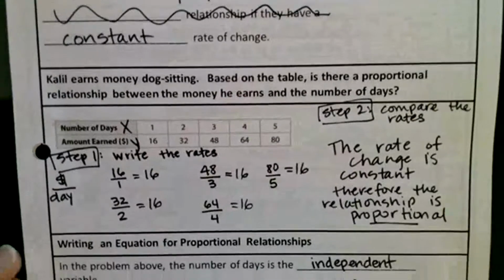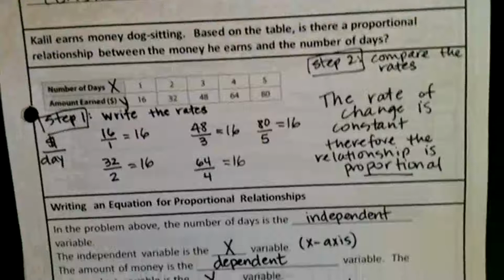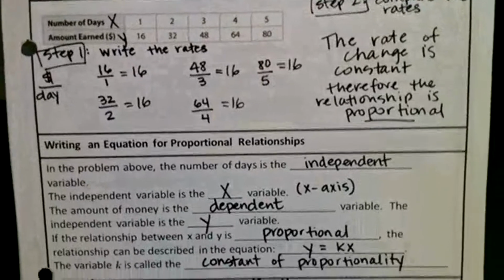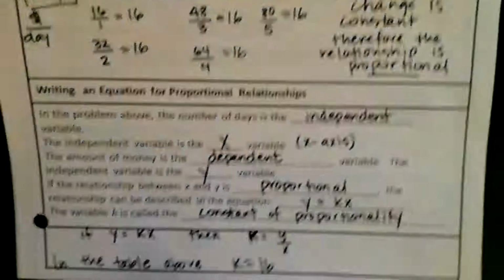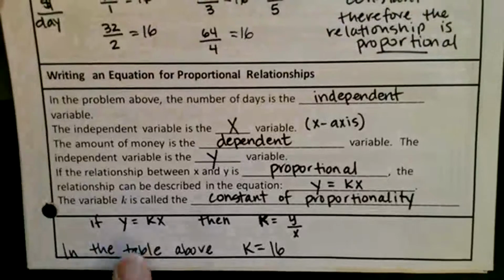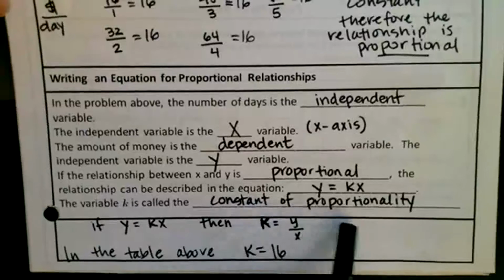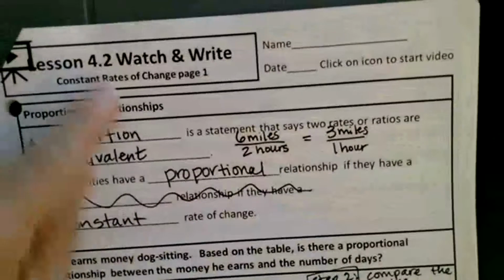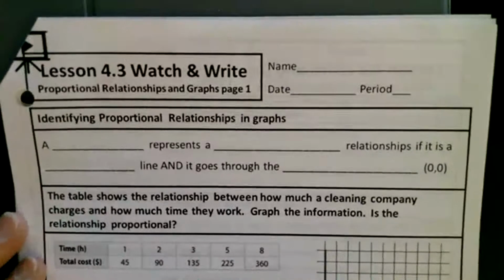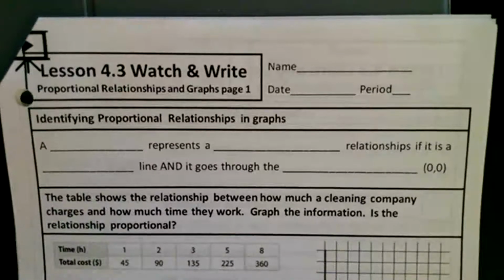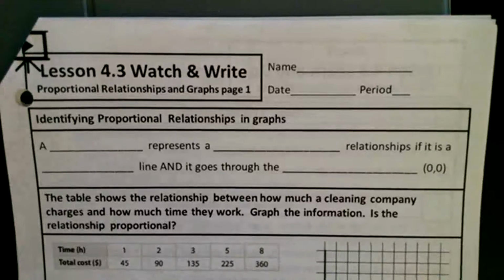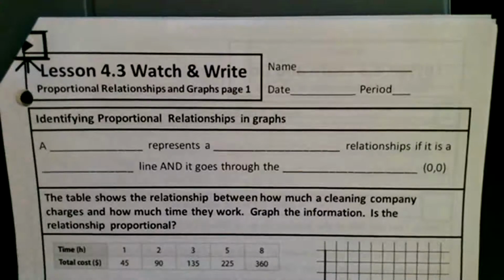We also learned about the equation that can represent a proportional relationship between x and y. So that equation was y equals kx. And the letter k is a new variable that stands for the constant of proportionality. That was all in lesson 4.2. Now, in lesson 4.3, what you'll see is you can find all of that information that we learned how to find in a table. You can find that in a graph as well, okay? And that's what lesson 4.3 is about.